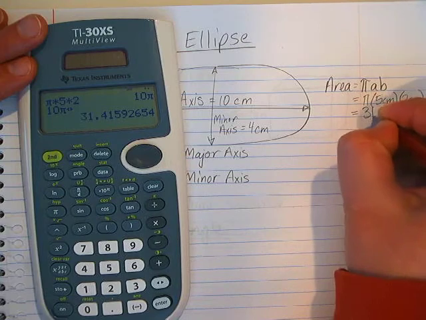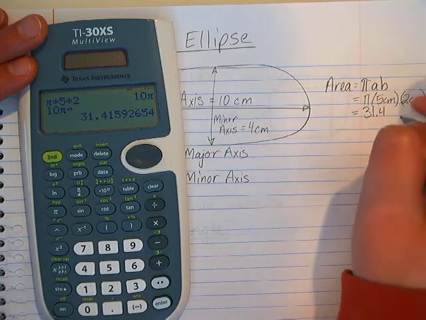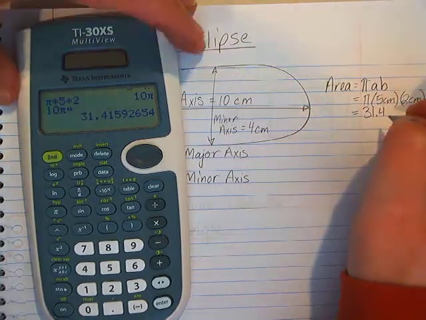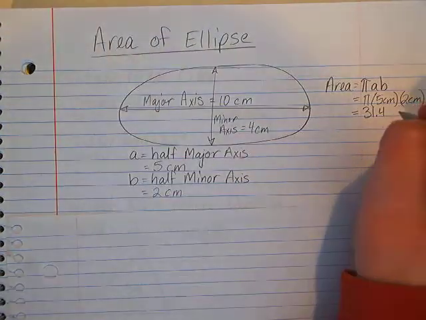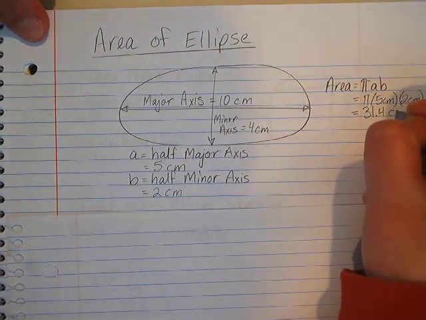So 31.4, and because it is area, the units are going to be squared. So this one will be centimeters squared.